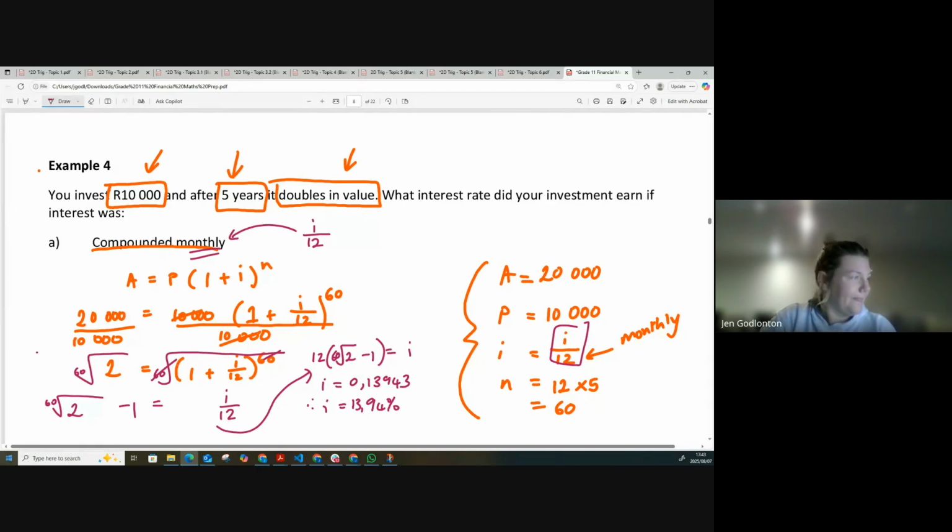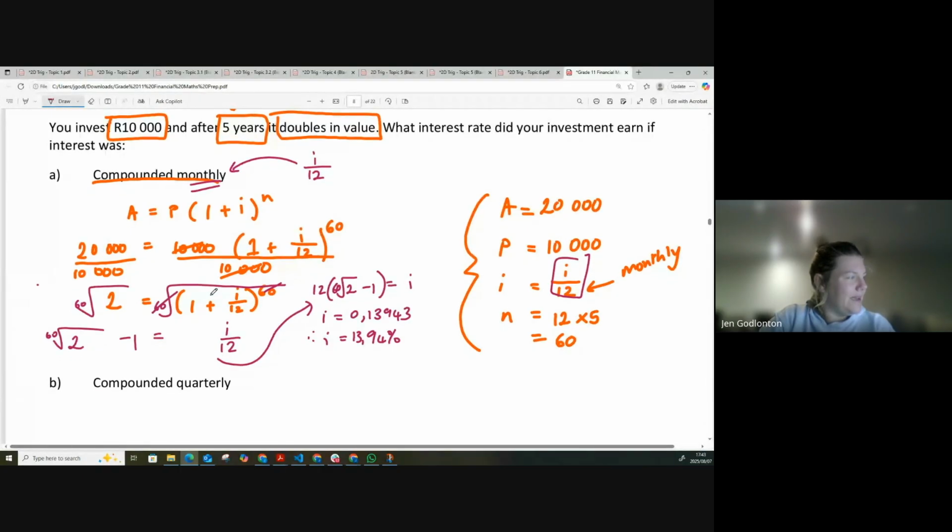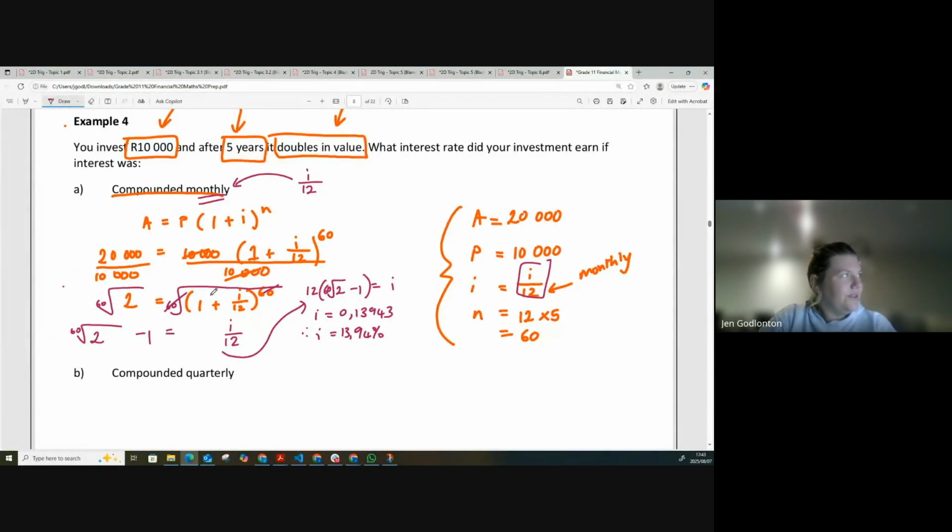Okay. So now this one's not as scary because a lot of the information's the same. So your A and P are the same, but now we're compounding quarterly. So we're not compounding monthly, but we are still doing it for 5 years. So we know our A is still 20,000. We know our P is still 10,000. We need to figure out our I, and we need to figure out our N.